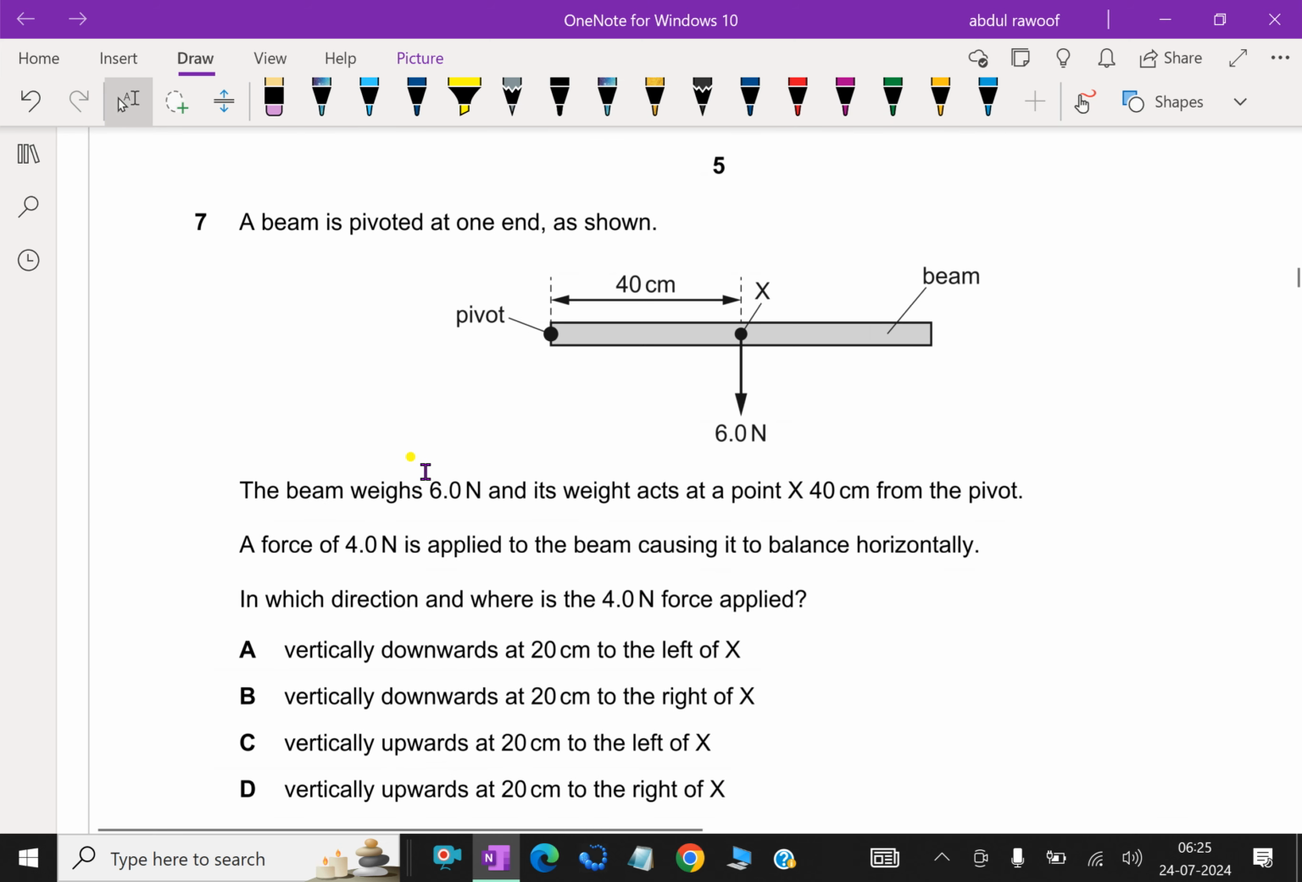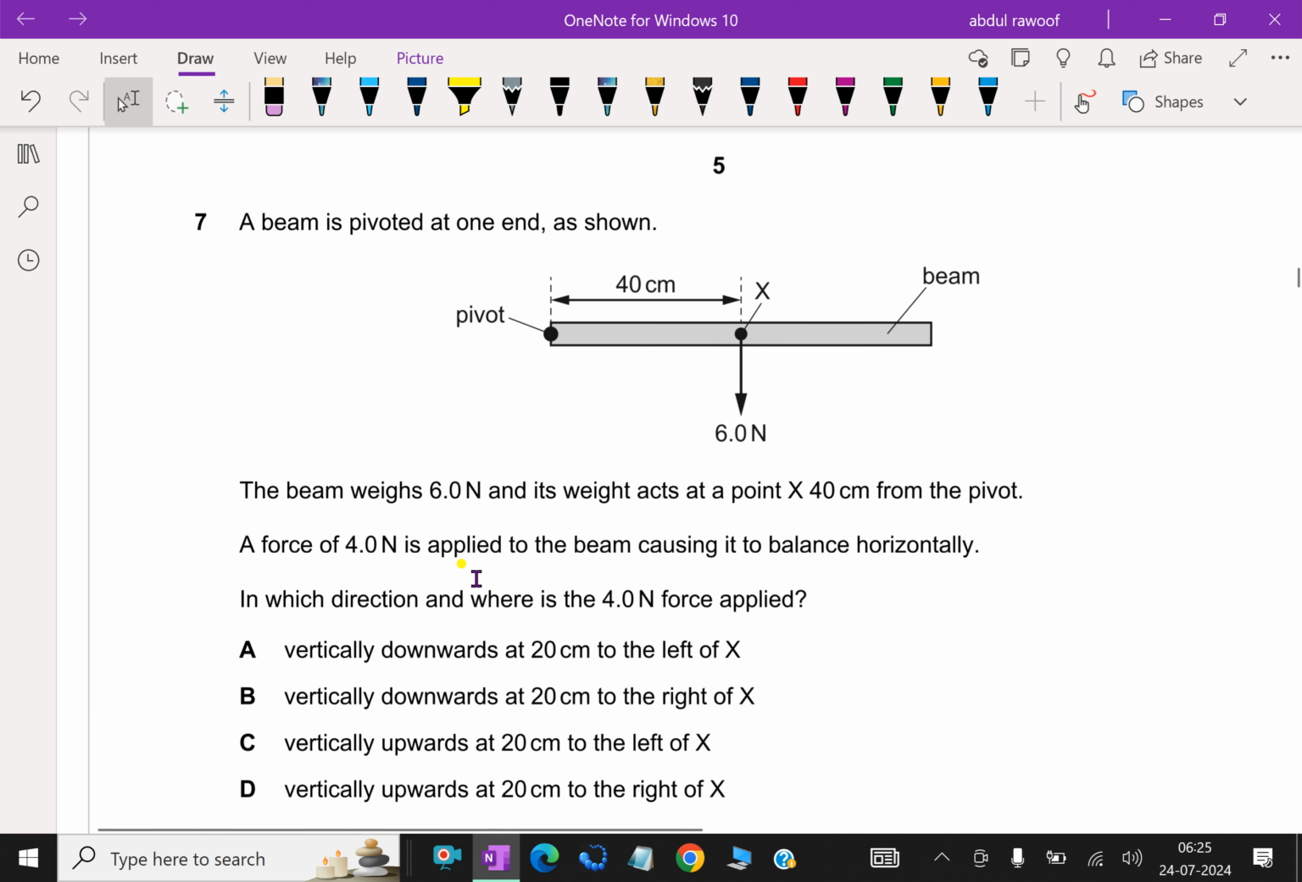Next one. A beam is pivoted at one end as shown. Here the beam is pivoted. It may move here and there. The beam weighs 6 Newton and its weight acts at 40 centimeter from the pivot. That weight is balanced here. That means the weight acts at the center of the beam.